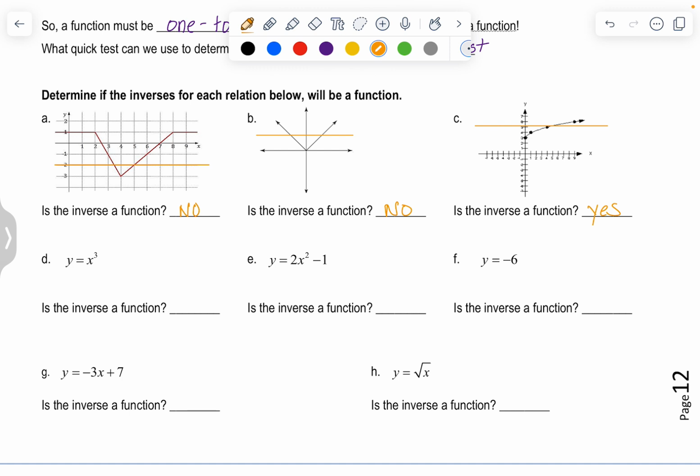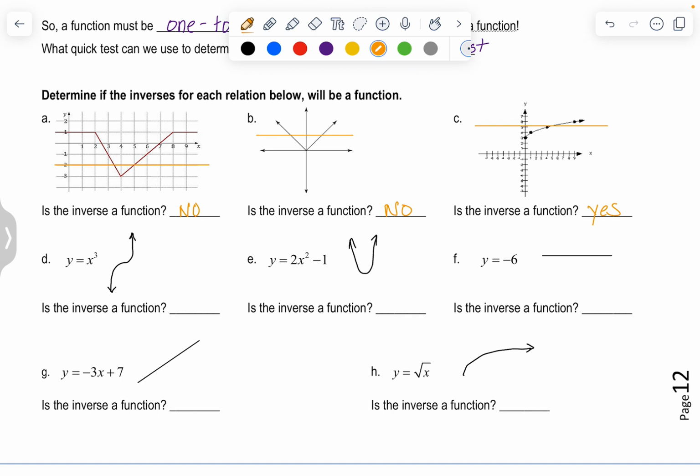X cubed. So here's what I'm going to do. I could put these in Desmos, but I remember this is the one that looks like it changes lanes. Y equals 2x squared minus 1 is in the family of the parent x squared. Y equals negative 6 is in the parent of a horizontal line. Y equals negative 3x plus 7 is in the parent of lines. Y equals the square root of x has this parent. I'm just going to think about the parent functions, that's all.